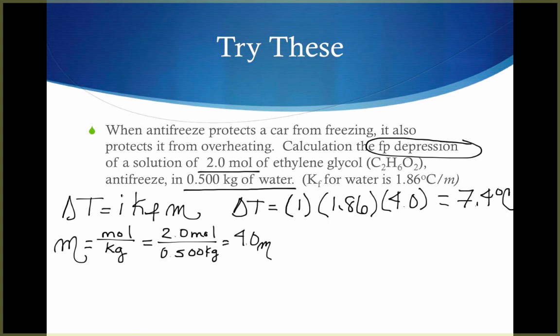Notice that I have not used the Van't Hoff factor to limit my sig figs here. Since it's a predicted value, we can assume it has infinite sig figs. So this tells us that if we add 2 moles of ethylene glycol to 0.5 kilograms of water, the freezing point of that solution will go down to negative 7.4 degrees Celsius, since its original freezing point was 0.